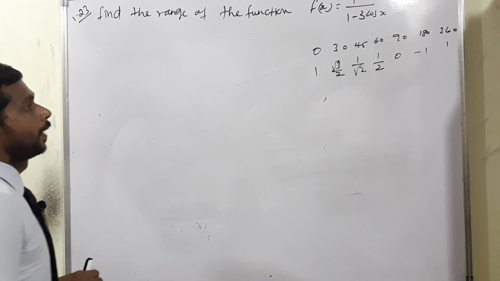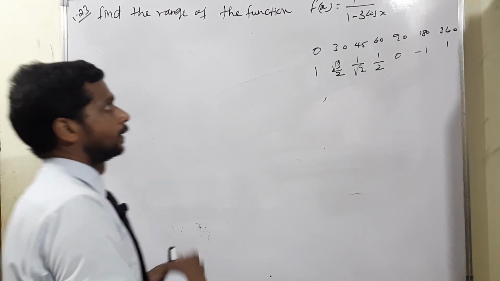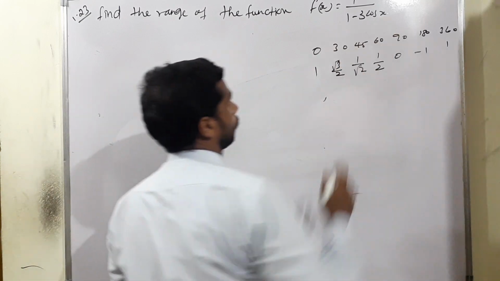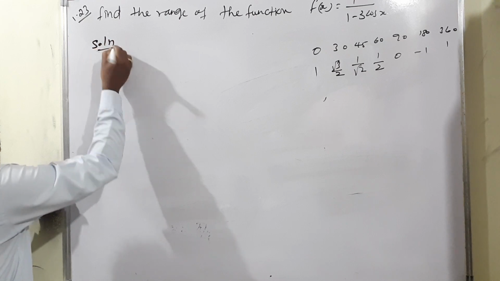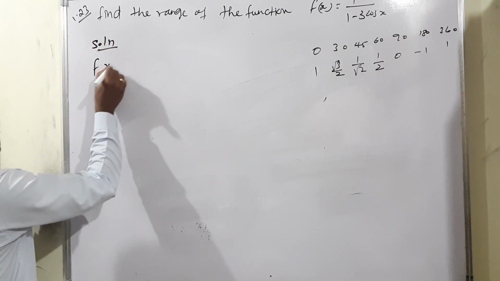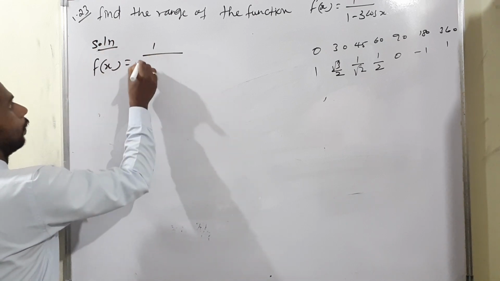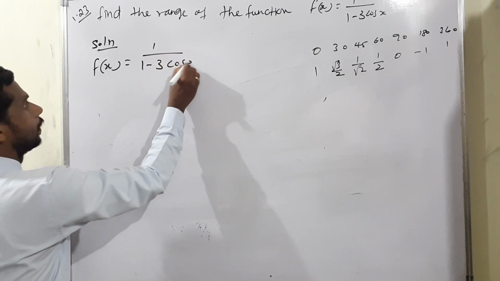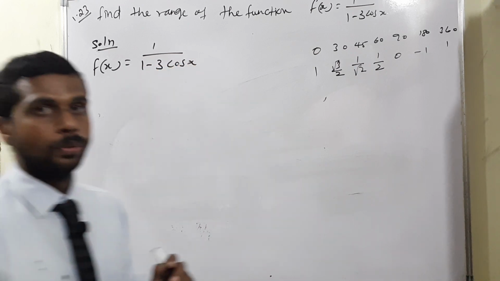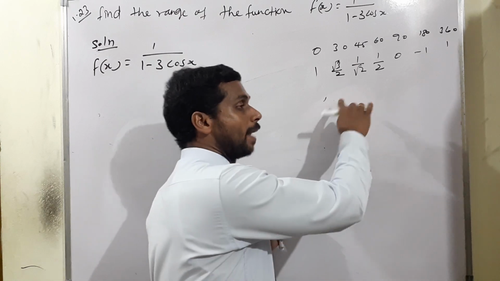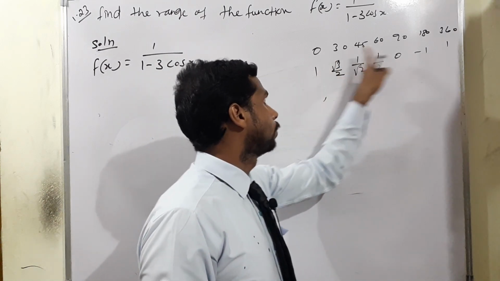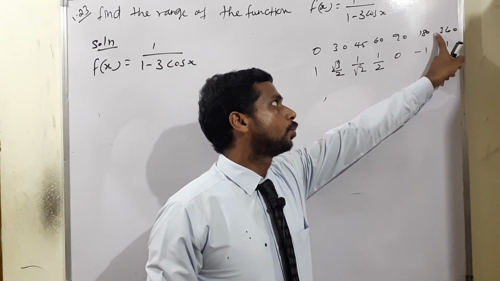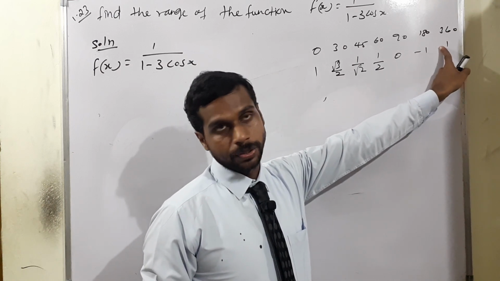1.23. Find the range of the function f of x is equal to 1 by 1 minus 3 cos x. Solution. The condition is f of x is equal to 1 by 1 minus 3 cos x. Already you know the trigonometric function, the cos x maximum to minimum value is minus 1 to positive 1. Look at there, 0 to 360 is there. In between, at 270 also, cos 270 value will be 0.